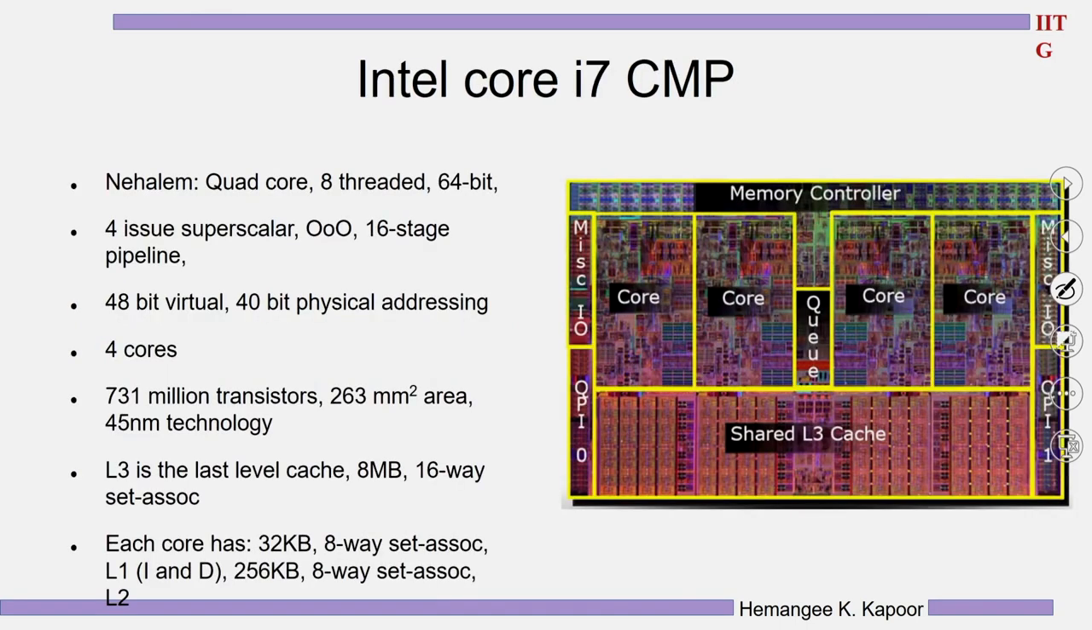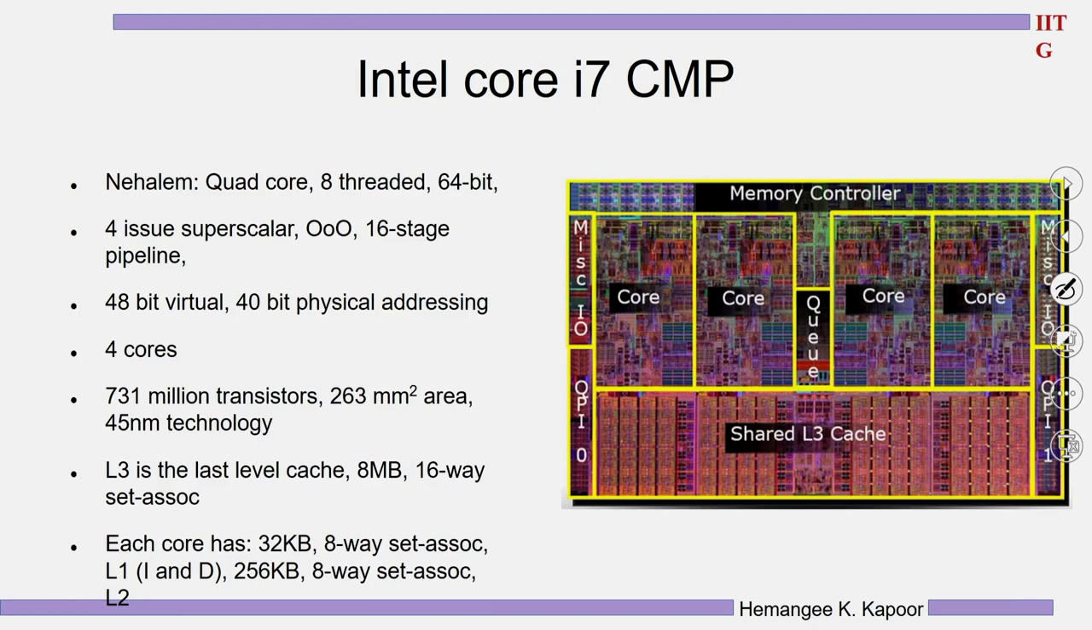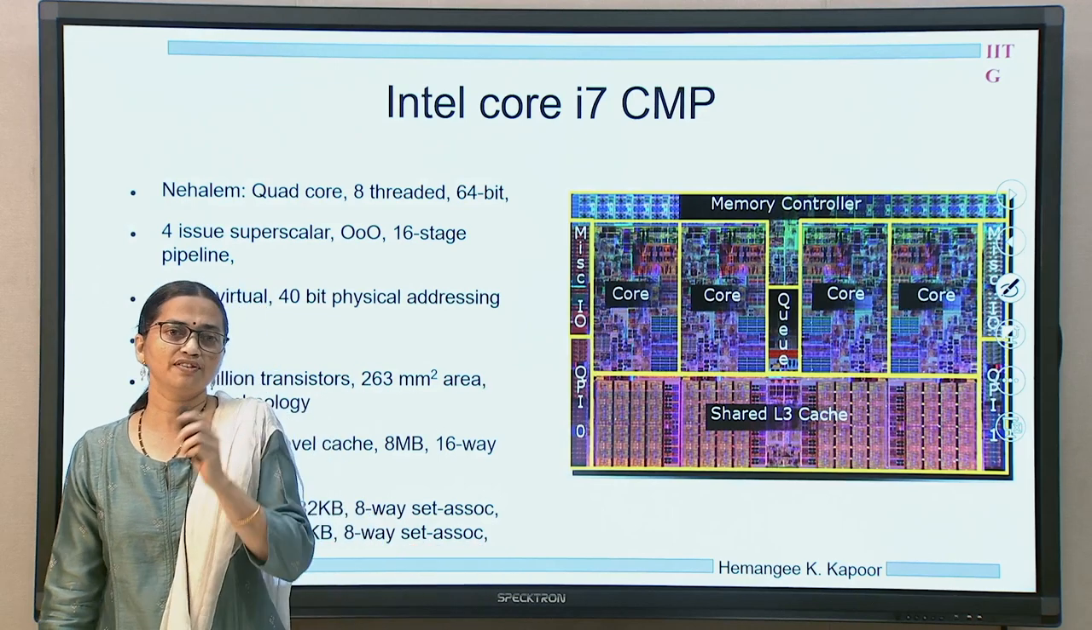Coming to today's Core i7 IC, which uses the Nehalem architecture. It is a 4-core processor instead of a single-core processor. It has 48-bit virtual addresses and 40-bit physical addresses. There are 4 cores. And imagine the number of transistors. We had 2000 transistors in the 4004, whereas here we have 730 million transistors. So see the big jump which has come over all these years from 1971 till 2015 or so. The chip size has also increased to 263 mm square, and the technology has gone from 10 micron to 45 nanometer.